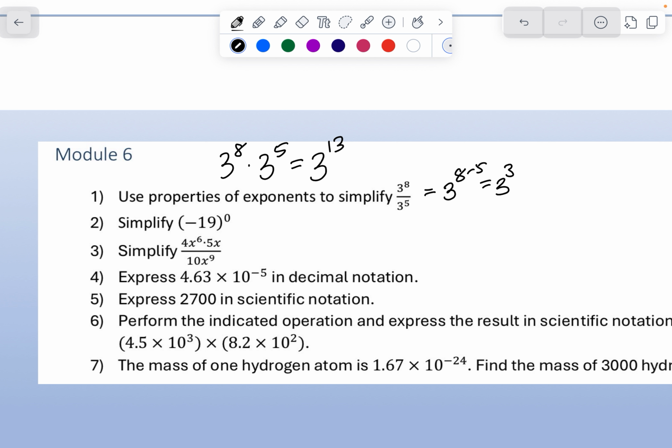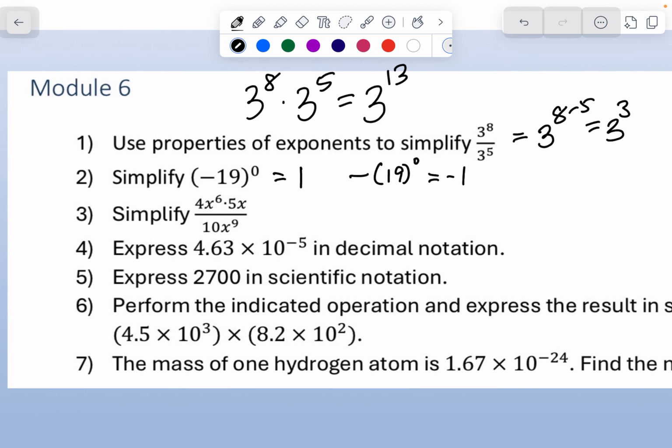Now, number 2, I'm going to show you 2 things. Anything to the 0 power but 0 is equal to 1. So this is equal to 1. Now, if it looked like this, only this turns into a 1. There's still that negative not included, and so it would be negative 1. So watch that. Be very careful, okay?